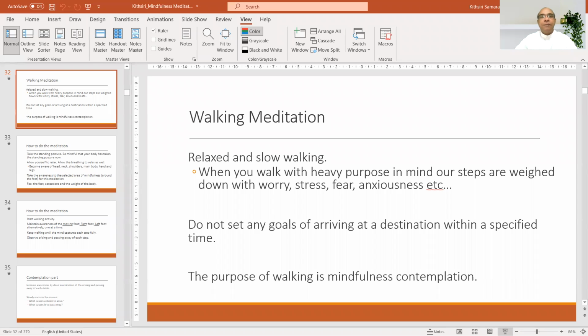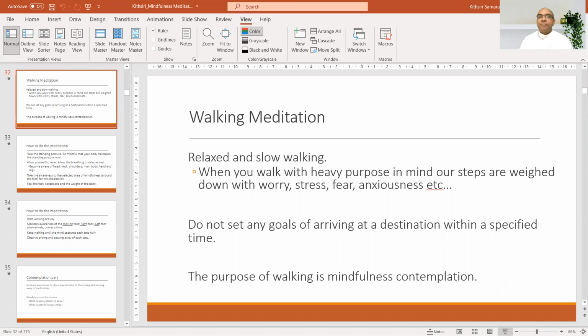Now we start the walking. You can use the right leg to start with. And maintain the awareness only on the moving foot. One foot will be the pivot, the other one will be the moving. So the moving foot is the one you will focus upon. Let's say when the right foot is moving, the left foot will be used as the pivot. So the right foot, maybe the bottom of the foot, you can start feeling.